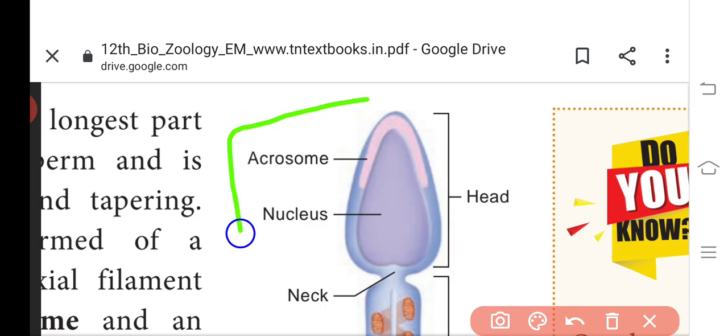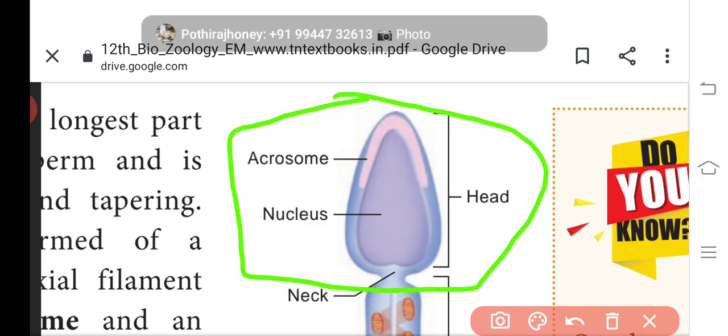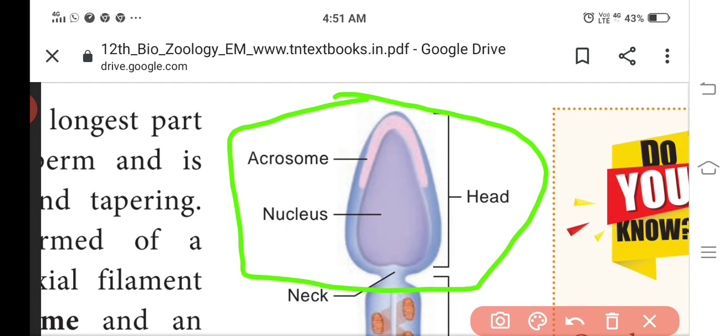This is the head. What are the parts here? Acrosome and nucleus. The acrosome is a small cap-like structure. It releases the enzyme hyaluronidase at the time of fertilization.